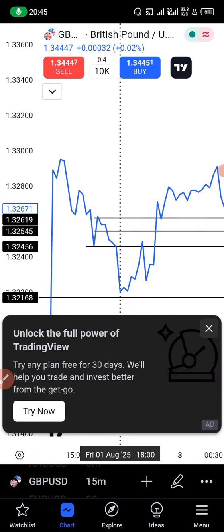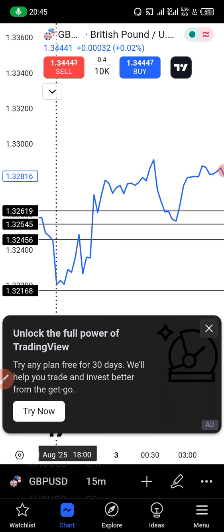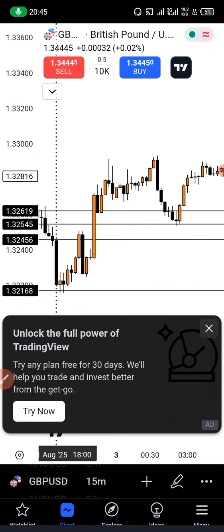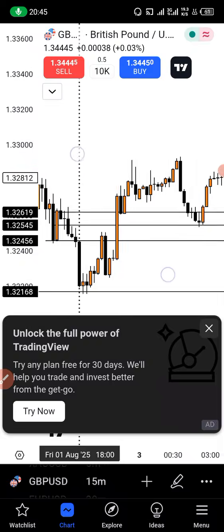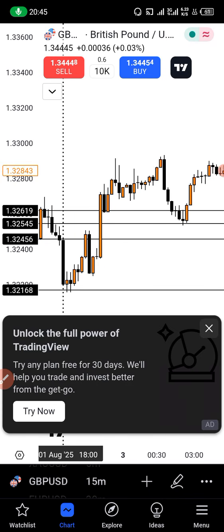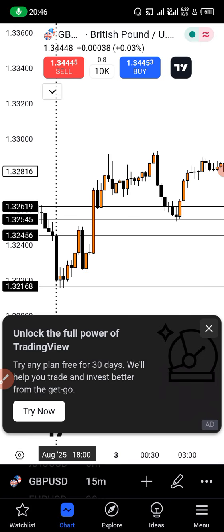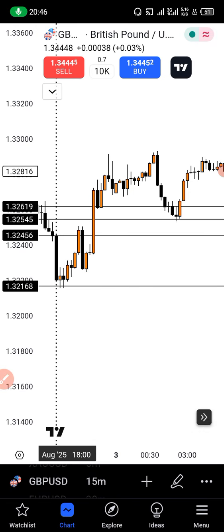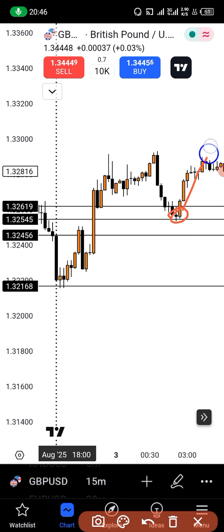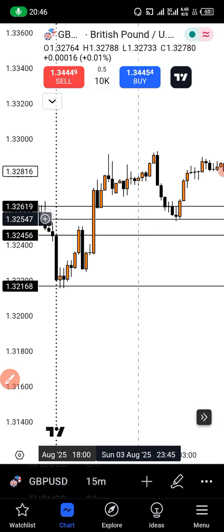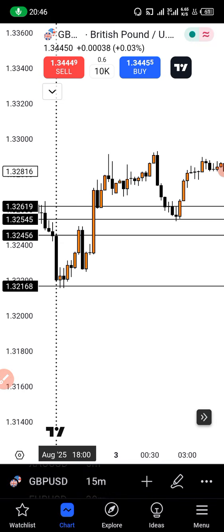Can you see what price did? Going back to your candlestick charts, let's see what really happened. You can see how price bounced off that level. Once price bounced off that level, you could actually buy from there. And if you buy from there, what would it look like if you bought from this point upwards? This is what it would look like.